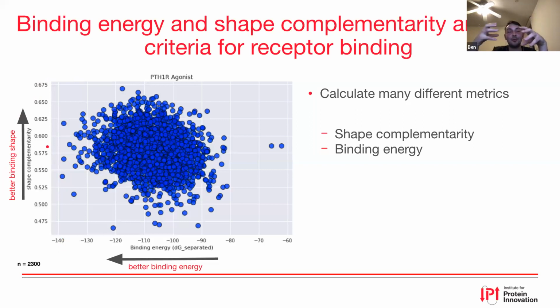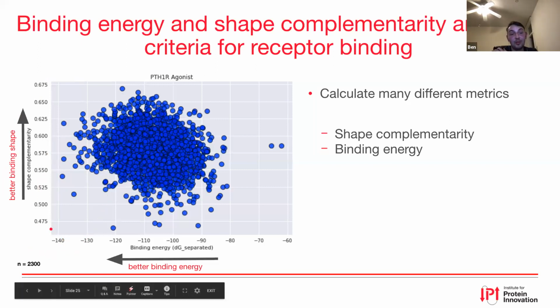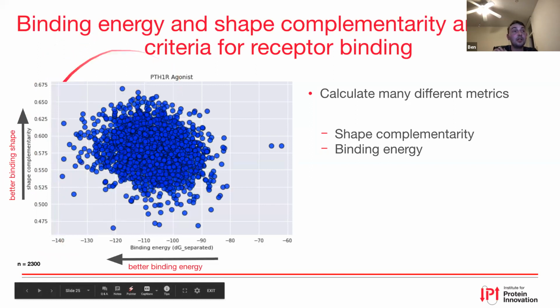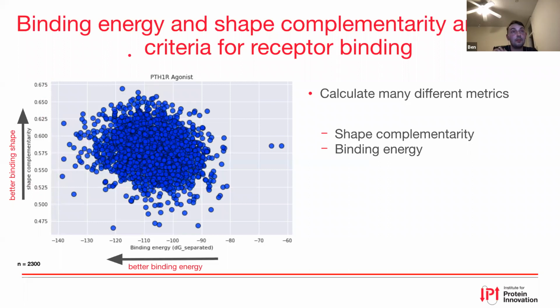So if you have a key that really doesn't fit into the lock and doesn't have the right shape, we would assume that has a worse shape complementarity, so a low value. But if you have the right key that has all the right grooves, it will fit well into the lock. So we will get a high shape complementarity. And so we are really interested in the designs that are in the upper left corner.